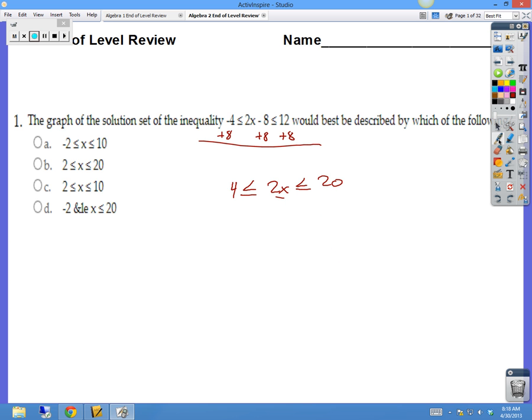If this was a negative 2x, and you had to divide by a negative 2, and divide this by a negative 2, and divide this by a negative 2, then you've got to change the direction of your inequality. Anytime you multiply or divide by a negative, you've got to change the direction of your inequality. That's the most important thing you've got to remember.